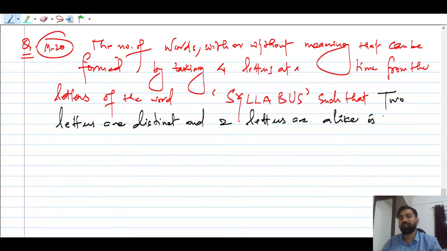Now this question becomes easy, right? Because they have given something in the question, right? So they are saying the number of words with or without meaning that can be formed by taking 4 letters. Now in 4 letters, 2 letters are distinct, 2 letters are the same. So they have given the condition, right? So I think people can try this question. Yeah, please try this question.